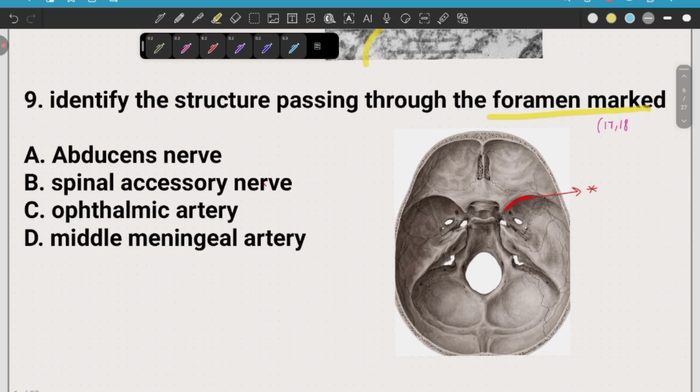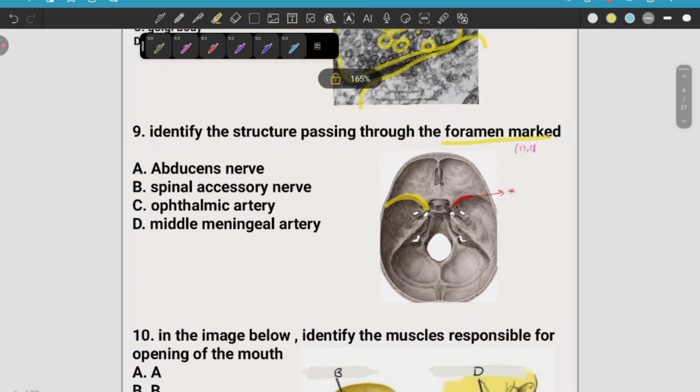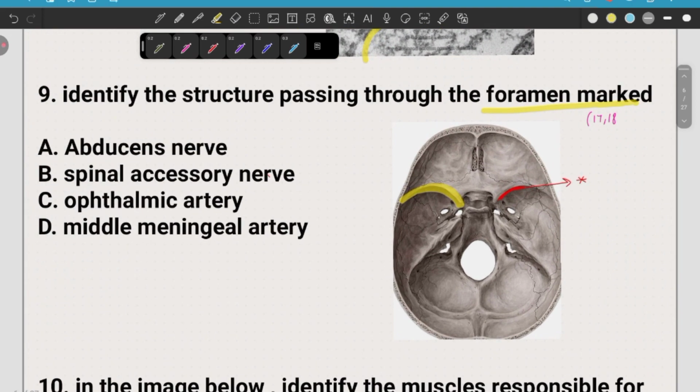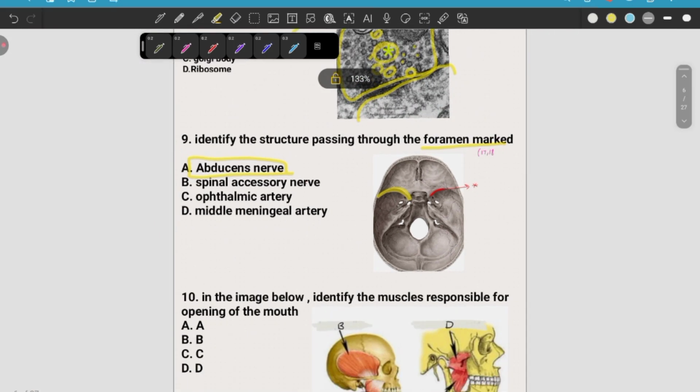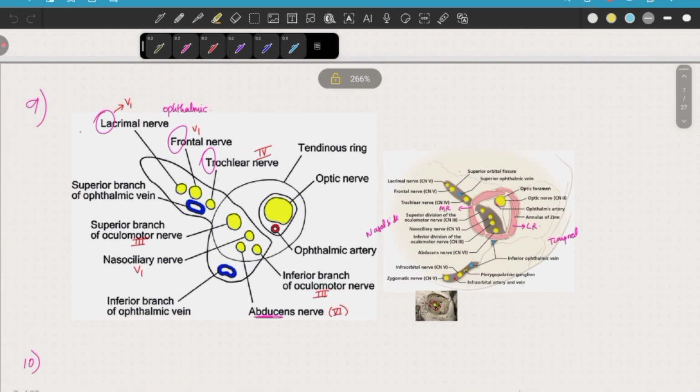Next, identify the structures passing through the foramen marked. What foramen they have marked here? It is nothing but the superior orbital fissure. Now which nerve passes through it? It is not the spinal accessory, no. Ophthalmic artery, no. Middle meningeal artery, no. It is the abducent nerve. Now let's see the superior orbital foramen. See, this one is the superior orbital foramen.